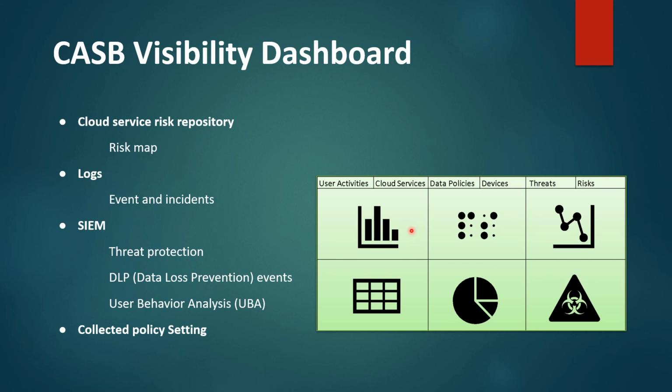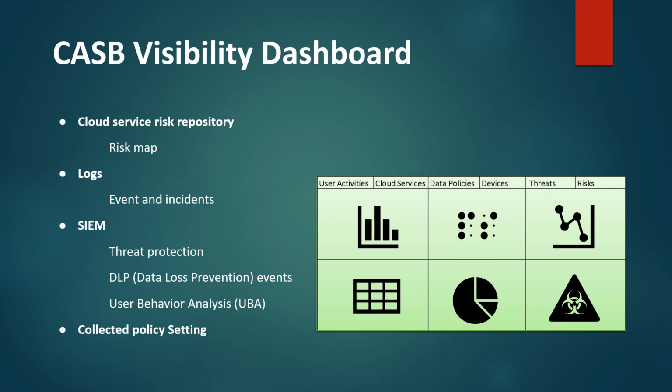Such dashboards, the data should come from a bunch of major underlying technologies. Here is the list of them. First and foremost is the Cloud Service Risk Repository. CASB maintains a risk repository where it should have a comprehensive signature base of literally all the major cloud services here, and whether they are sanctioned or non-sanctioned.